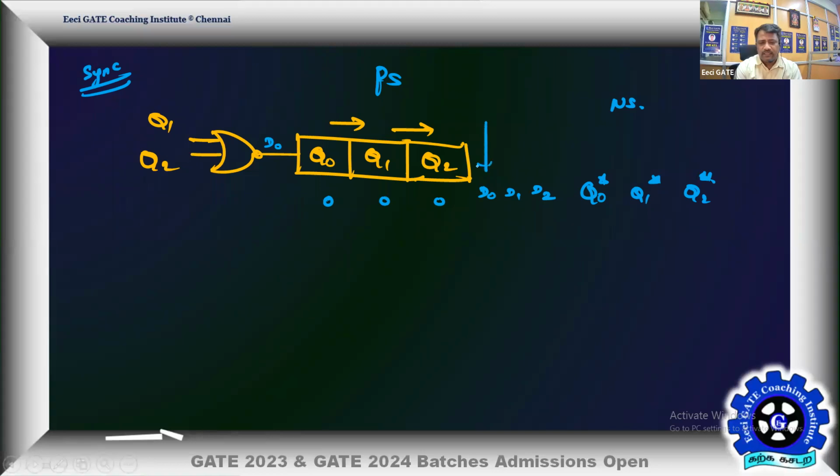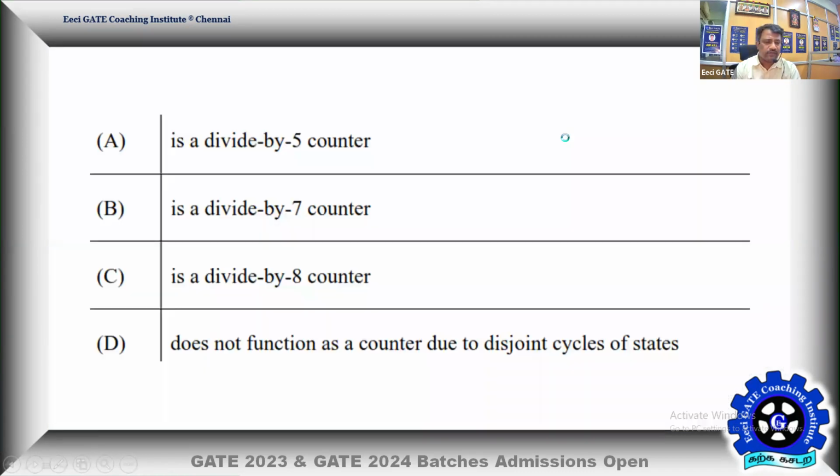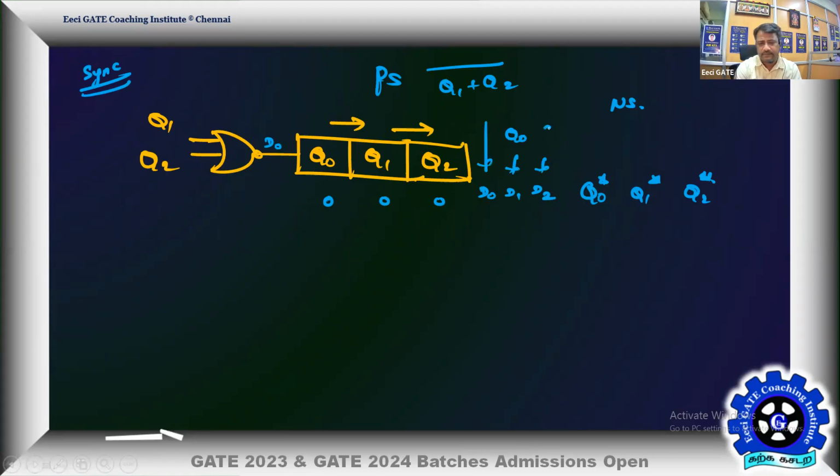So what is D0? D0 is Q1 NOR Q2. D1 is connected to Q0, and D2 is connected to Q1. Okay, we'll take this. Now the initial state, the present state, is known. We split the table into present state, present excitations, and the next state.